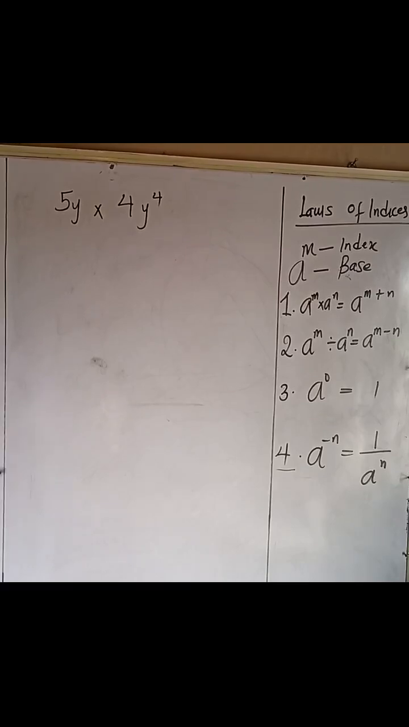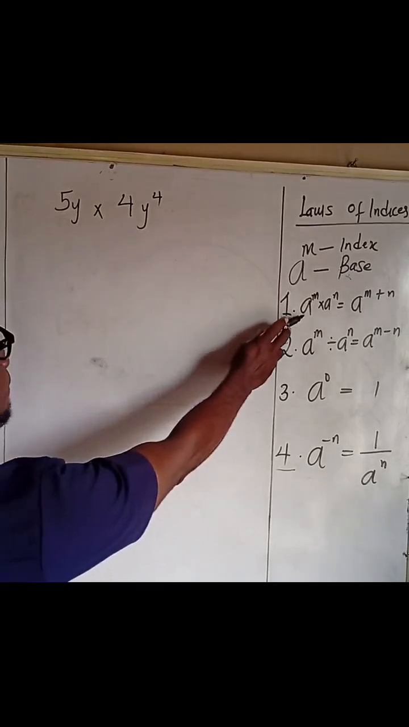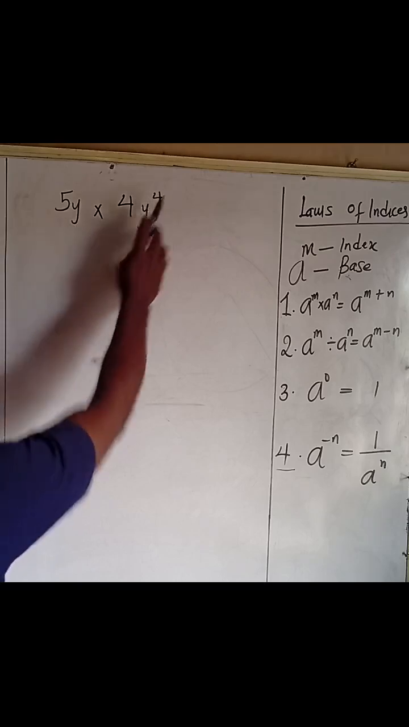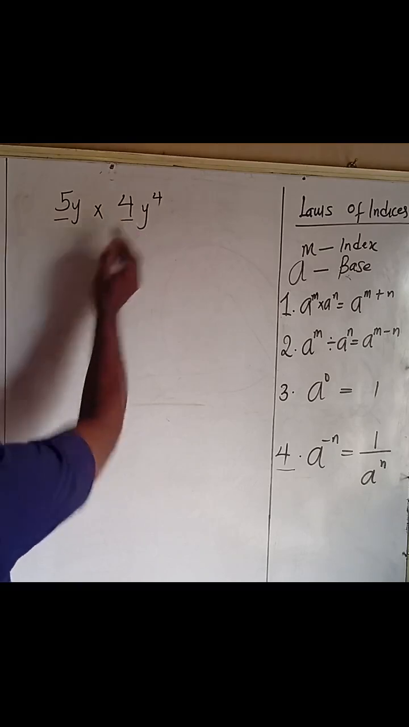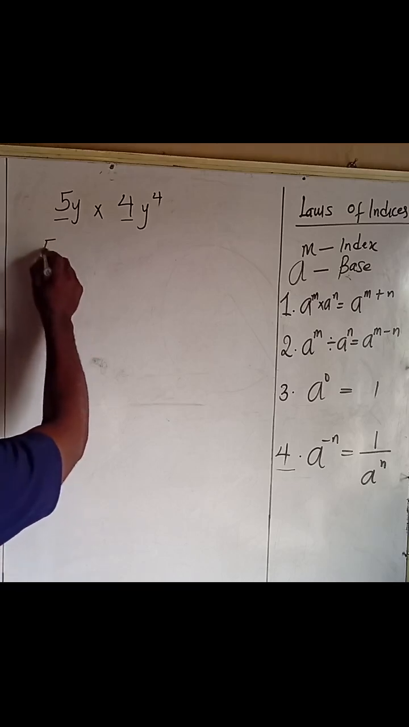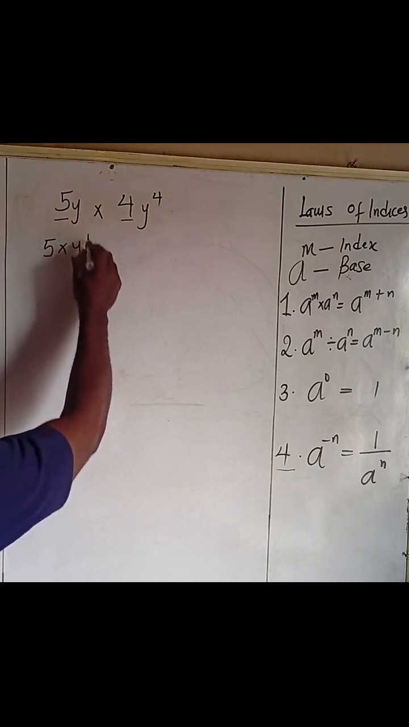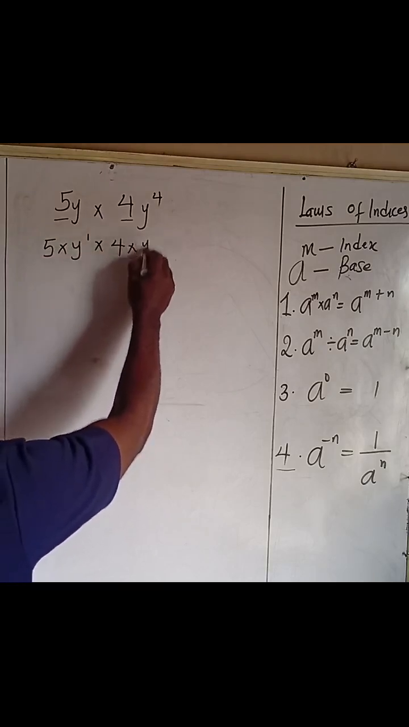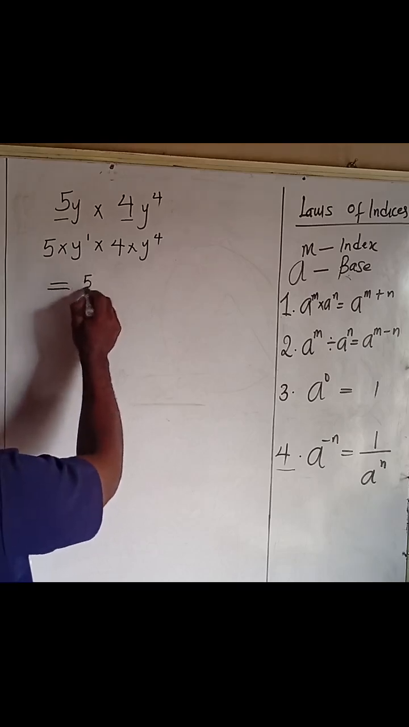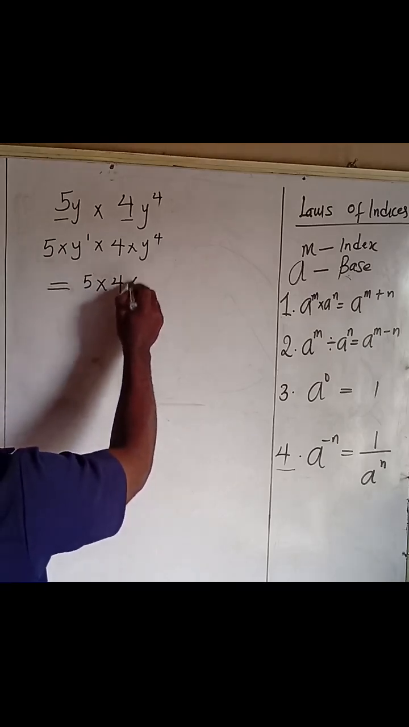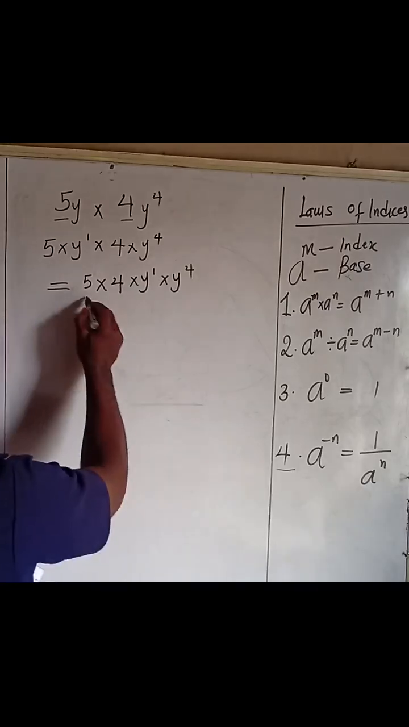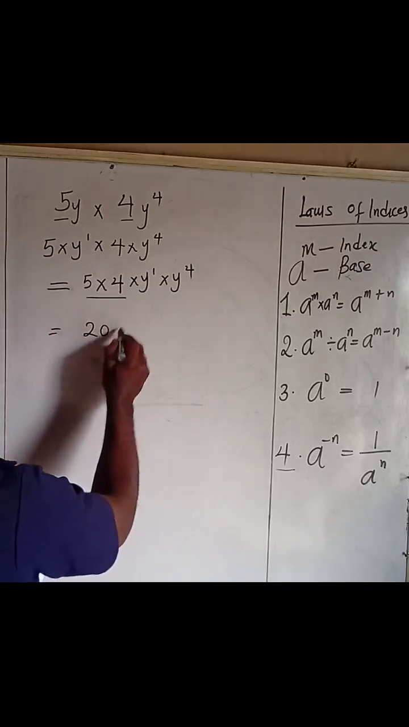We continue the examples of the law. You still realize one fact that it still relates with the first law, when y times y raised to power 4. But you observe that there's a coefficient in the example. So you expand to have 5 times y raised to power 1 times 4 times y raised to power 4. It will give you 5 times 4 times y raised to power 1 times y raised to power 4. So this will give you 20 multiplied.